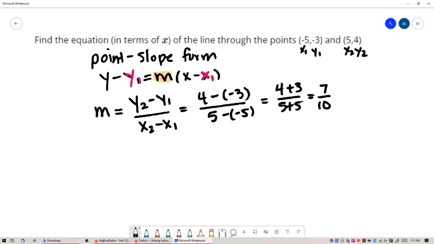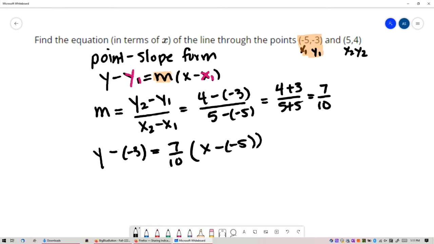Now I can substitute into that point-slope form. I'm using this as my x1, y1. So we have y minus negative 3 equals 7 over 10 times x minus negative 5. And when we simplify those double negatives, we have y plus 3 equals 7/10 times x plus 5.